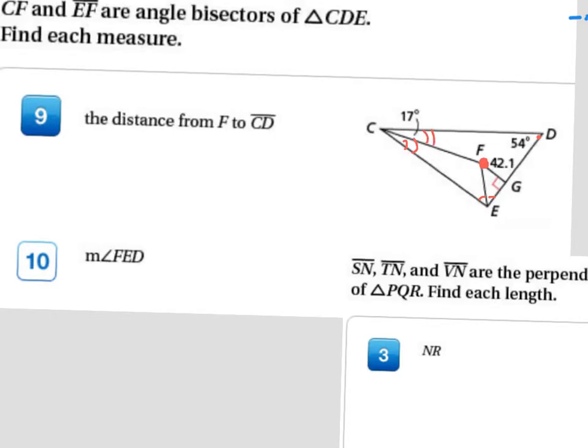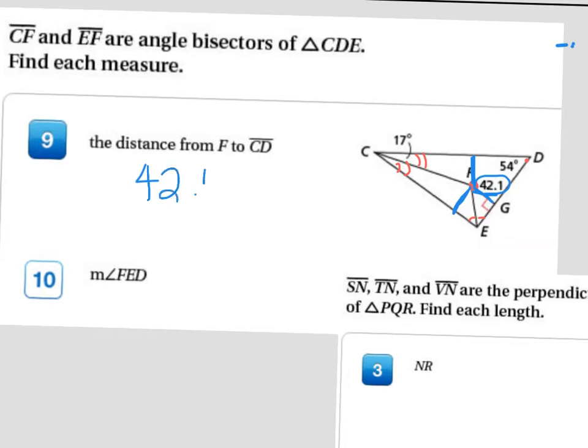Okay, and it's asking for the distance from F to CD. So the distance from F to each side would be congruent, right? So if this is 42.1, then F to CD is also 42.1. So from the incenter to the sides, or from where the angle bisectors meet to the sides, are congruent.